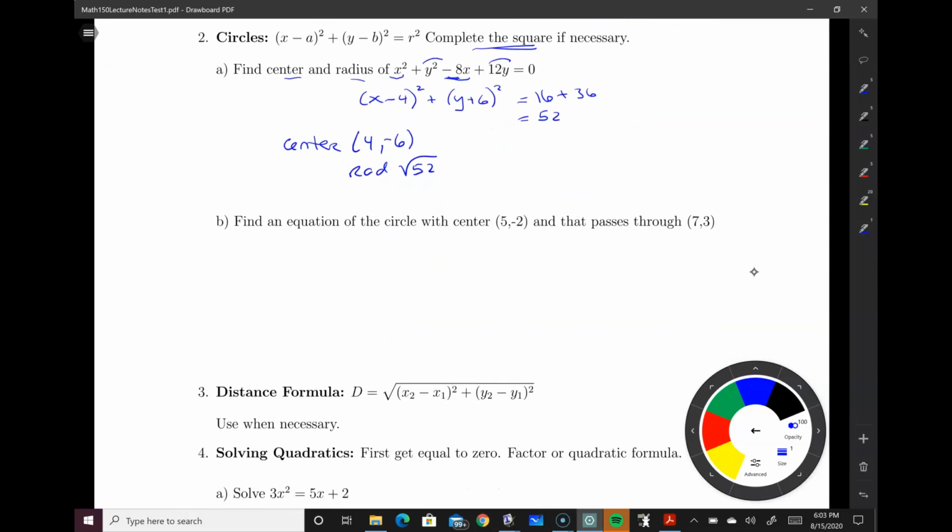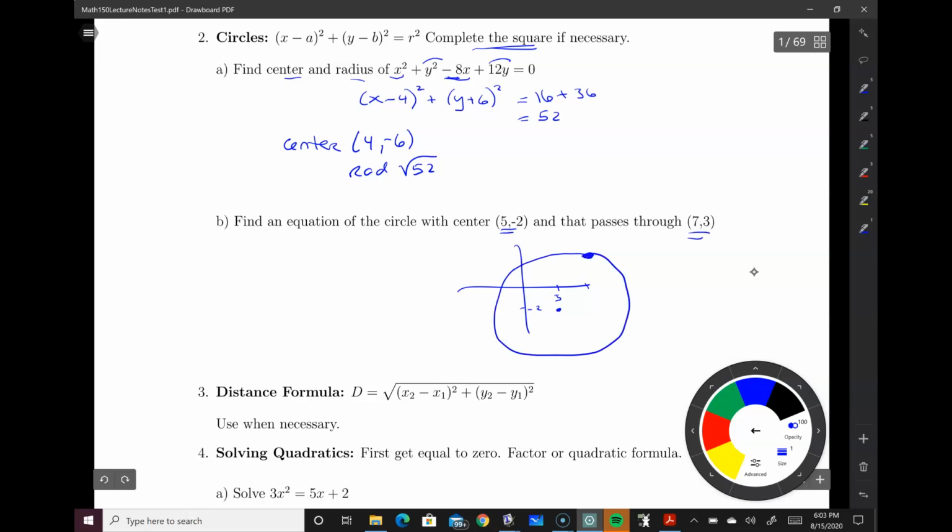All right, this is asking it a little bit different way. So if they're telling us this is the center, not that we're going to draw it to solve it, but let's just get an idea of what's going on. So there's (5, -2). That's where the center is. And it passes through this point (7, 3). So (7, 3) is way over here. So this is the circle I'm looking at.